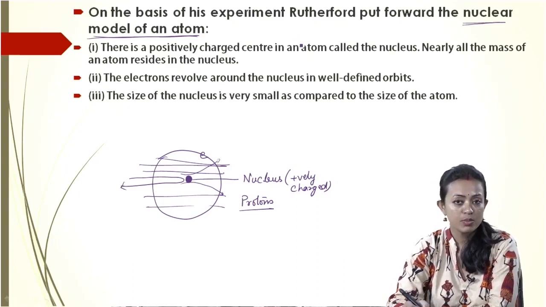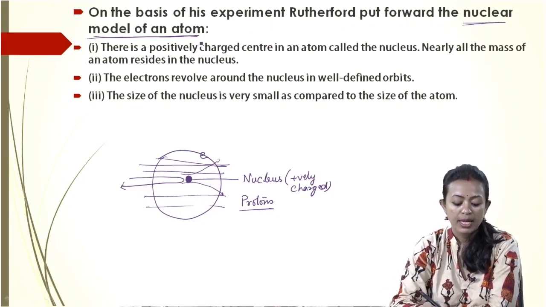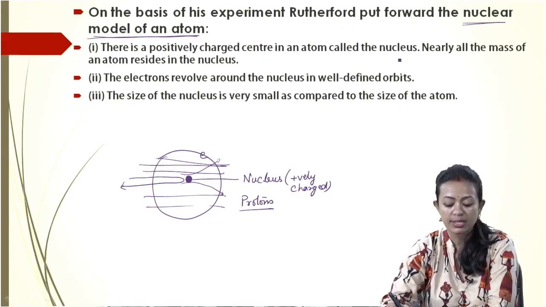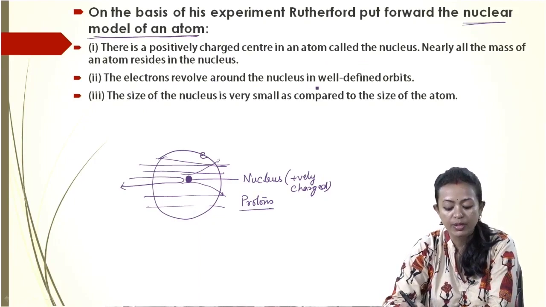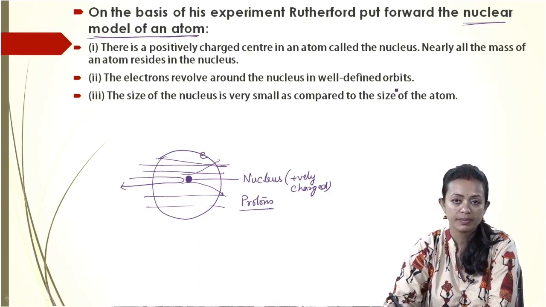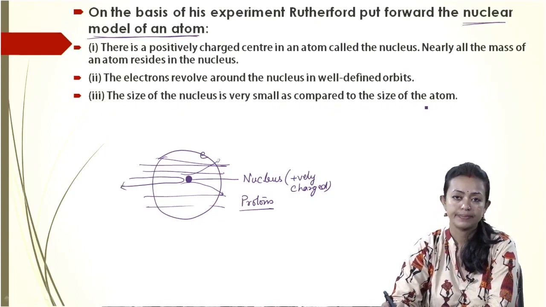So let me repeat it once again. On the basis of his experiment, Rutherford put forward the nuclear model of an atom. The nuclear model of an atom goes as: there is a positively charged center in an atom called the nucleus. Nearly all the mass of an atom resides in the nucleus. Second point, the electrons revolve around the nucleus in well-defined orbits. And the third, the size of the nucleus is very small in comparison to the size of the atom.